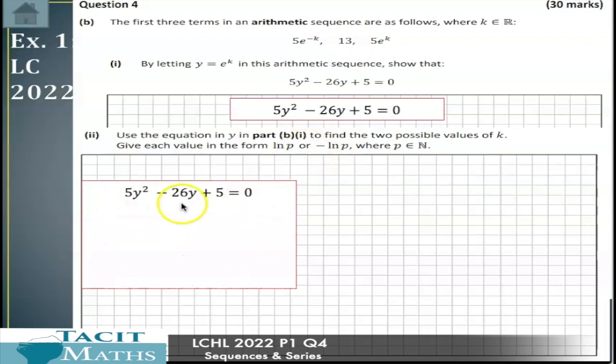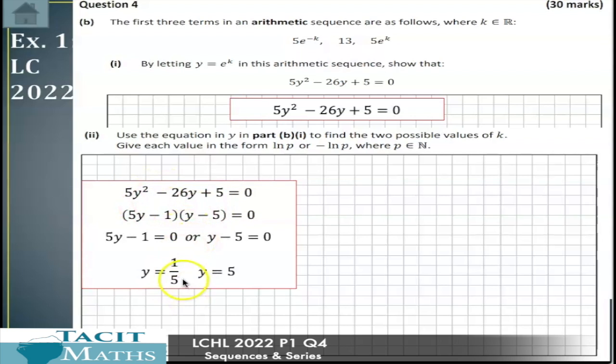Now, the first step here, even if you gave this to somebody in junior cert, and they wouldn't have a clue what ln of p is, they wouldn't know what e to the power of k is, but they'd probably take a stab in the dark and say, well, maybe I need to solve this, right? So we could use the quadratic formula here if you wanted to, you can use the minus b formula if you wanted to, you can use just a simple factorizing method to do this, but we end up with y equals a fifth and y equals 5.